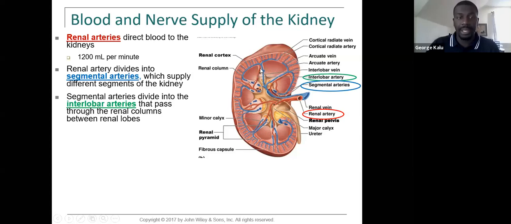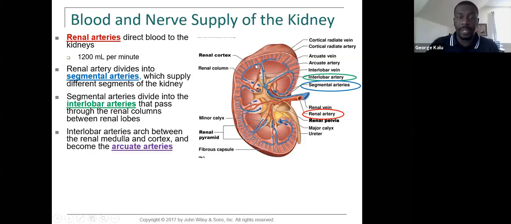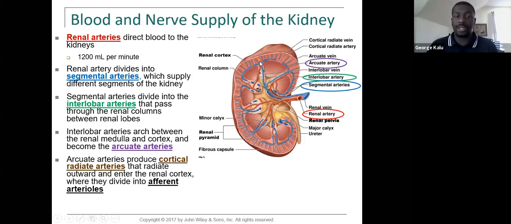From there, these interlobar arteries are going to arch over the renal pyramids, and they're going to form the arcuate arteries. They basically form an arc over the pyramids. That's what we see over here, in purple. Then the arcuate arteries radiate outwards and produce smaller branches, which form the cortical radiate arteries. Cortical radiate because they radiate into the renal cortex, and again, they deliver oxygen and nutrients to those particular areas.